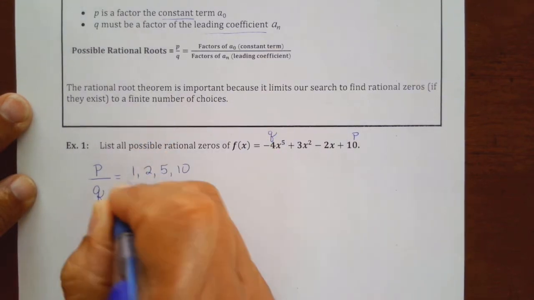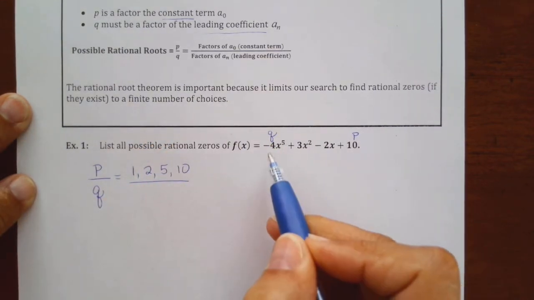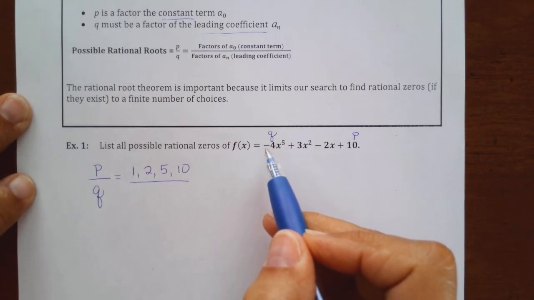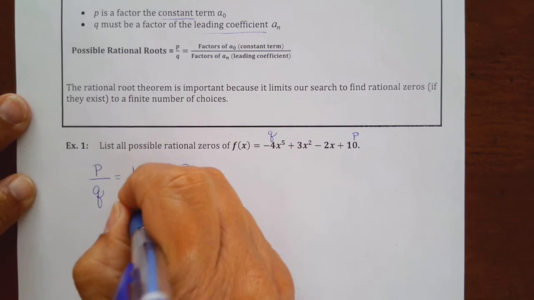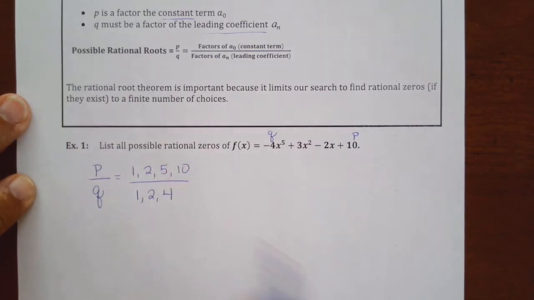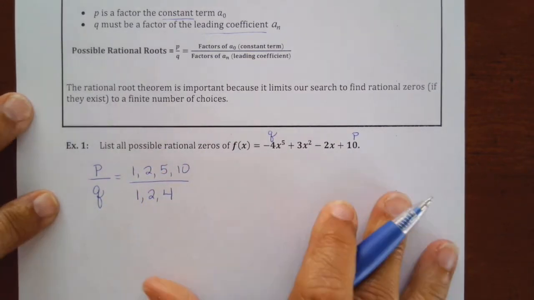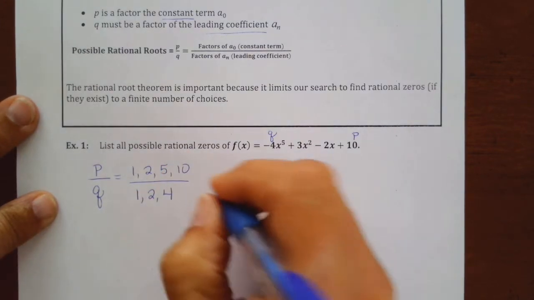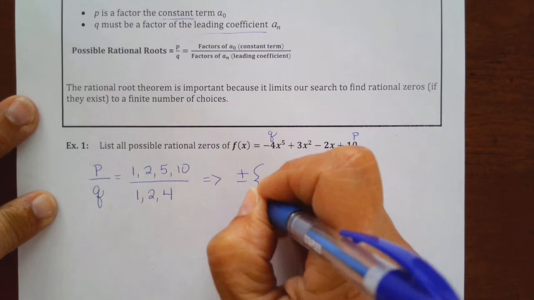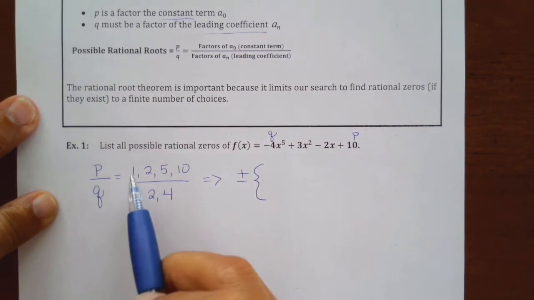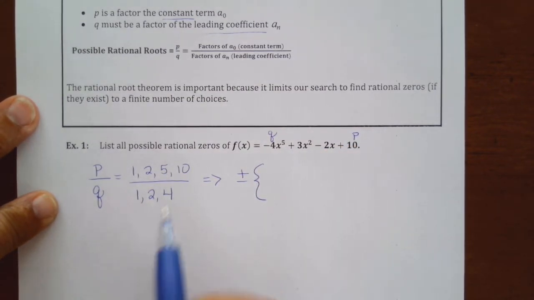Okay? And then we're going to divide that by factors of 4. Doesn't matter that it's negative. Just what are the ways you can get 4: 1 times 4 and 2 times 2. So those are the only factors of Q. Now, when you list the possible factors, it's plus or minus, and then we have to do every combination of these numbers divided by these numbers. So you can't miss any, so you just got to be careful.